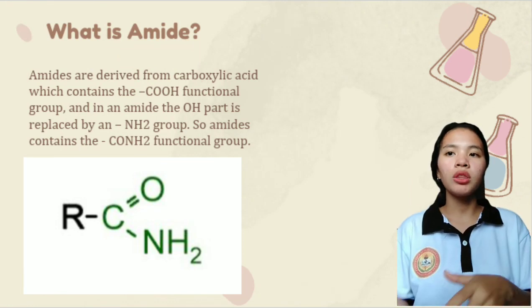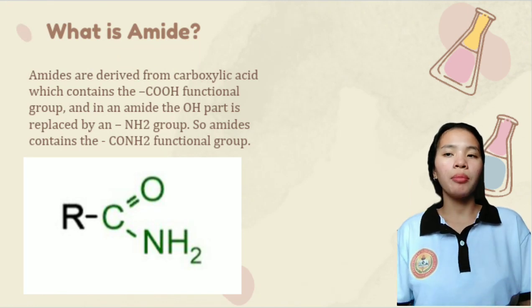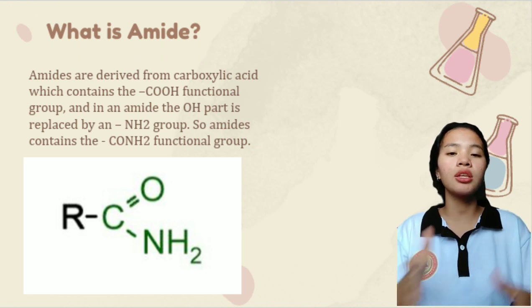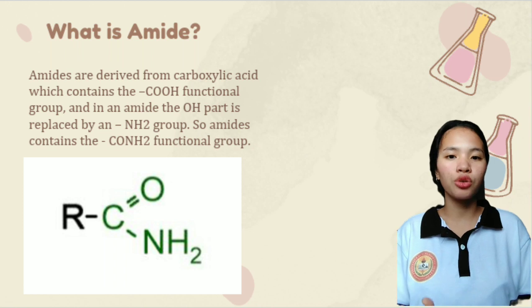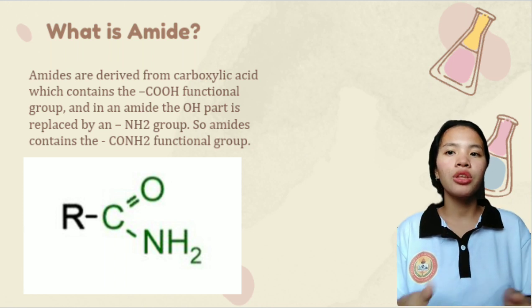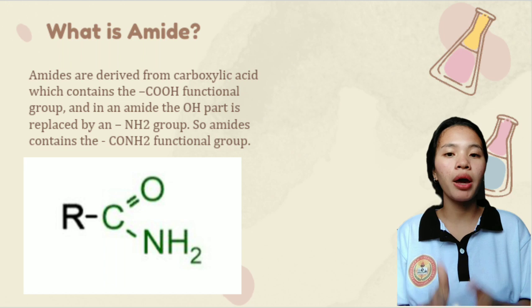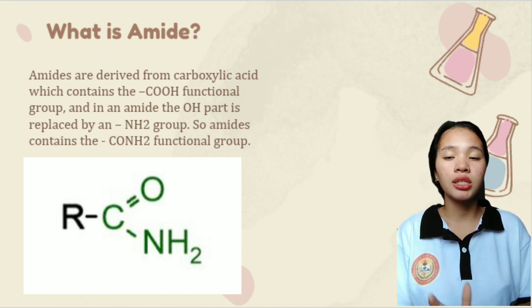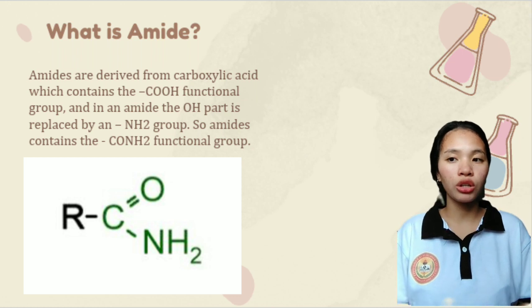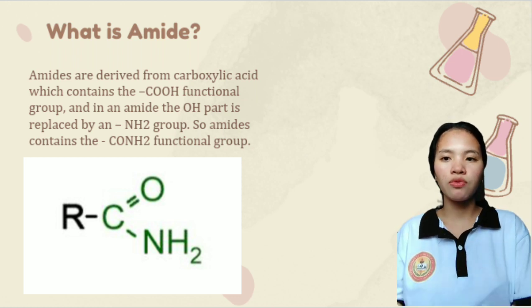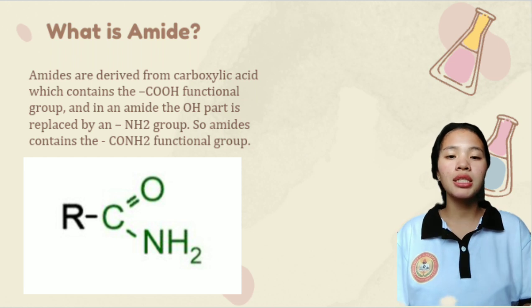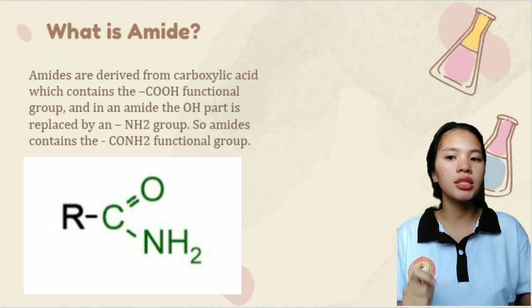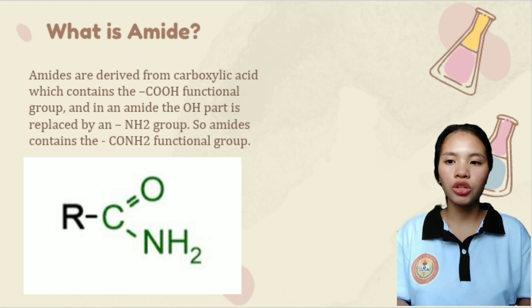So, what are amides? Amides are derived from carboxylic acid, which contains the COOH functional group, and in an amide, the OH part is replaced by an NH2 group, so amide contains the CONH2 functional group. As you've seen in the picture, that is the general formula for amide, where R is any group of atoms.